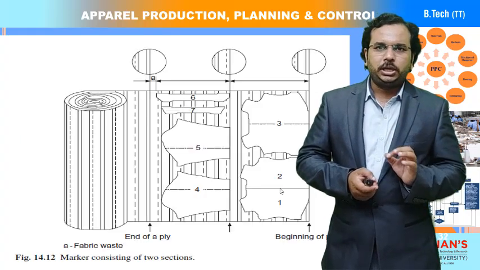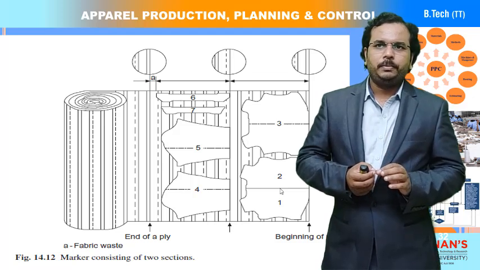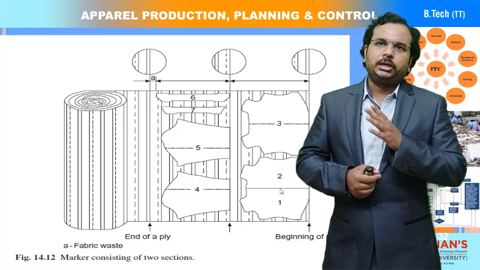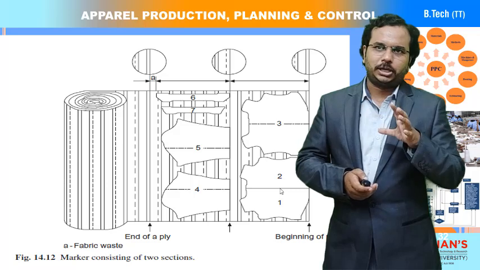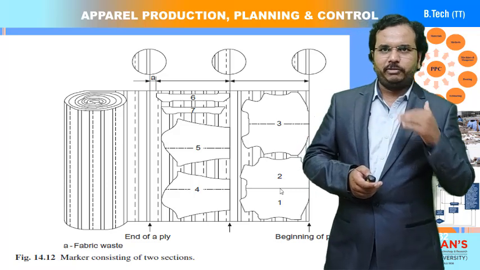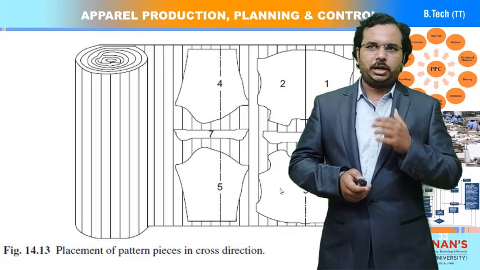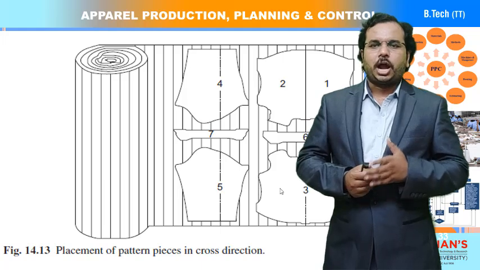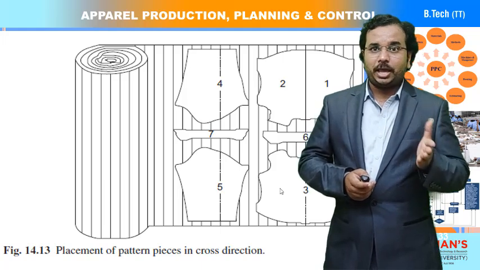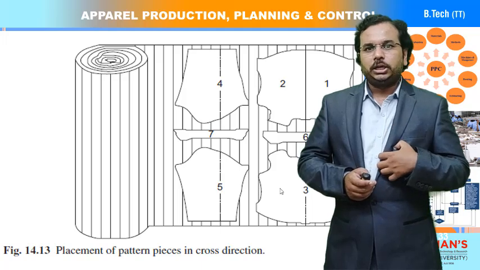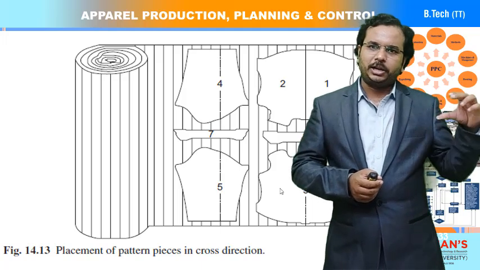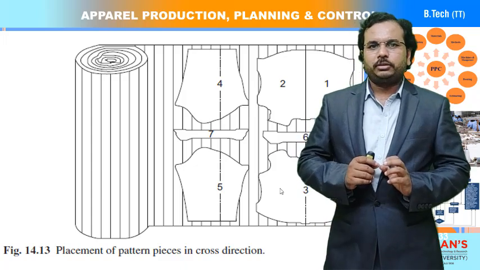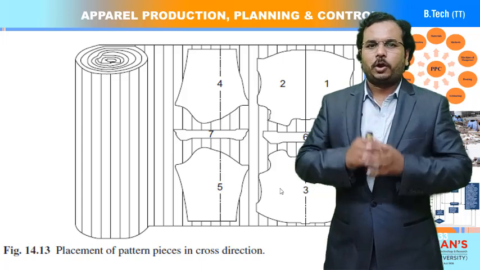And you can also see here a marker consisting of 2 sections, where front bodies and back bodies are kept on one side, and the sleeves and other parts are kept on the other side. By considering all these grain lines and everything, you can observe that weft-wise stripes, or cross direction stripes, are there. If you want cross direction stripes, then you need to keep the panels in the length direction. If you want the stripes in the long direction, then you need to keep the panels in the opposite direction.